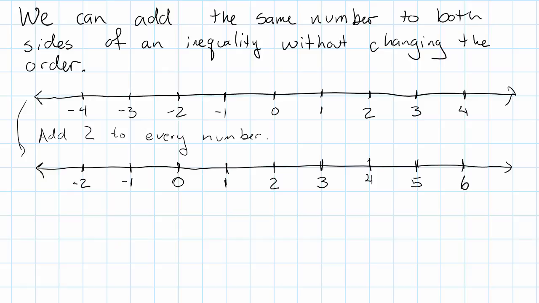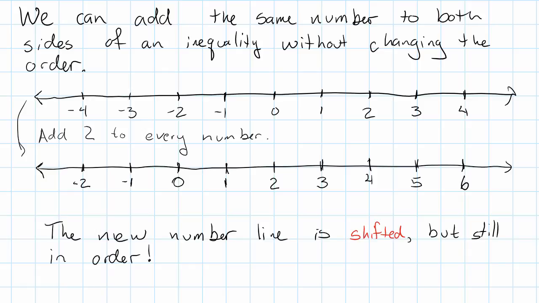Notice, this number line is shifted over a little bit, but it's still in the right order. This is why we can add a number to both sides of an inequality without changing the order. Adding a number to both sides just shifts the number line to the left or to the right. Okay, let's see a quick example of this.